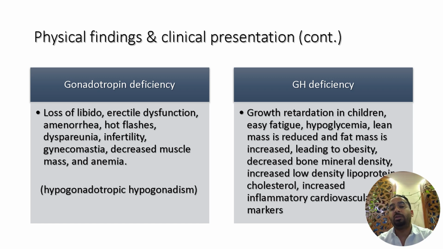But if the presentation develops later on, post-pubertal, after achievement of the final height, the growth hormone deficiency will have its own effect of reducing muscle mass and increasing fat mass, leading to obesity and low bone mineral density, and also increased risk of cardiovascular disease in the form of increased inflammatory cardiovascular markers and increased LDL cholesterol.